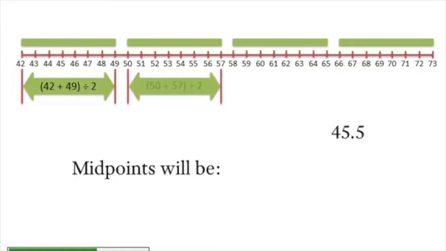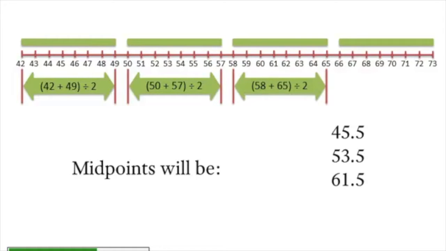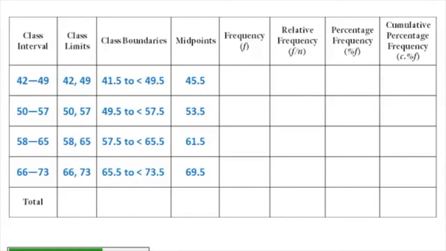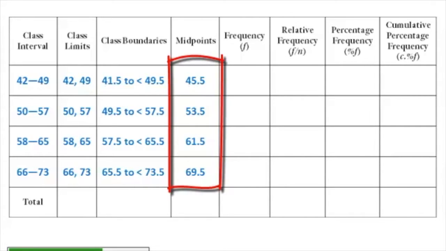For the second class interval, we get 53.5. For the third class interval, we get 61.5. And finally, for the fourth class interval, we get 69.5. Now that that is done, we can enter our midpoint values for each class interval.